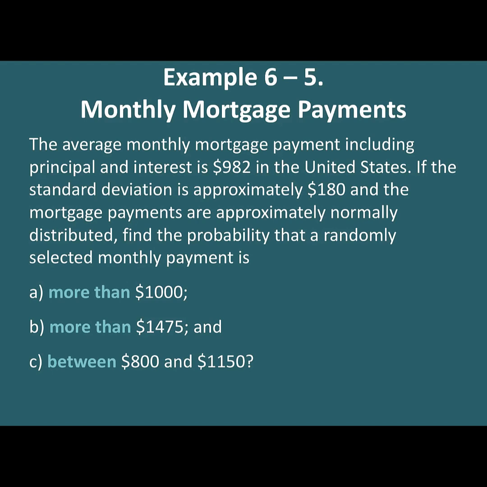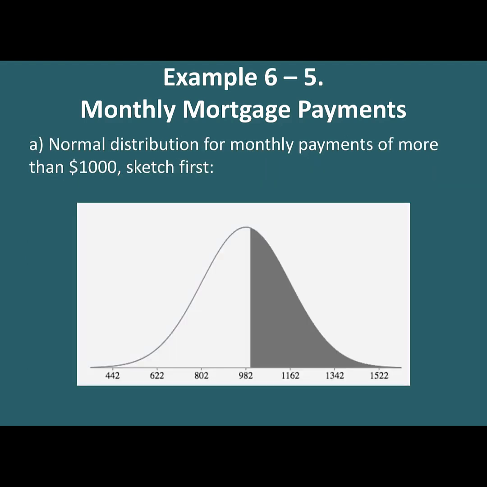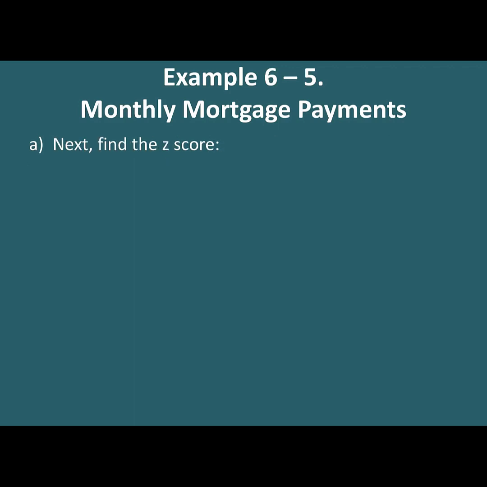Let's go ahead and start with part A, and the first step will be to sketch a normal distribution curve for monthly payments of more than $1,000. Here, notice I am shading to the right of 1,000, 1,000 being right here. Next is to find the z-score. We'll use the formula once again, where we take the value in question, subtract the mean, divide by the standard deviation. Here we get 0.10.